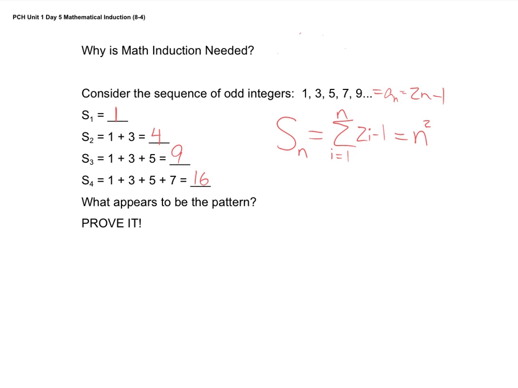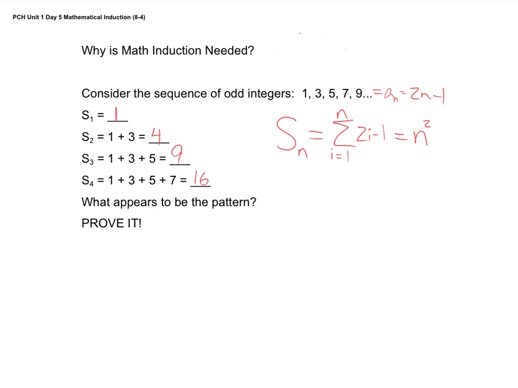Now, that appears to be the pattern. And I'll tell you that is the pattern. That is actually correct. So if I wanted the sum of the first 500 odd integers, I'd just have to do 500 squared. So I'd have 250,000. That's going to be the sum of the first 500 odd integers. Which is kind of cool.